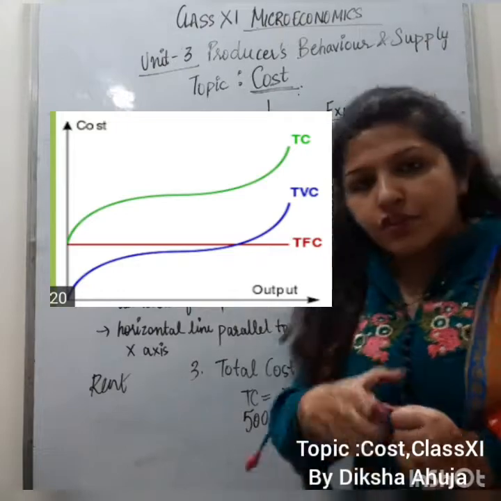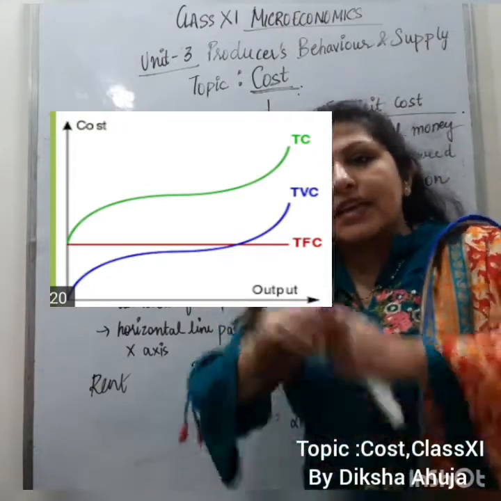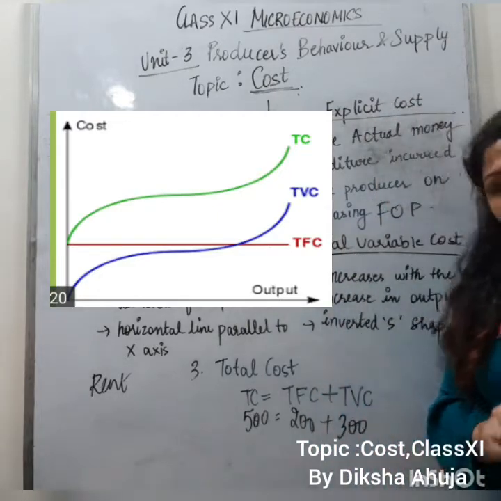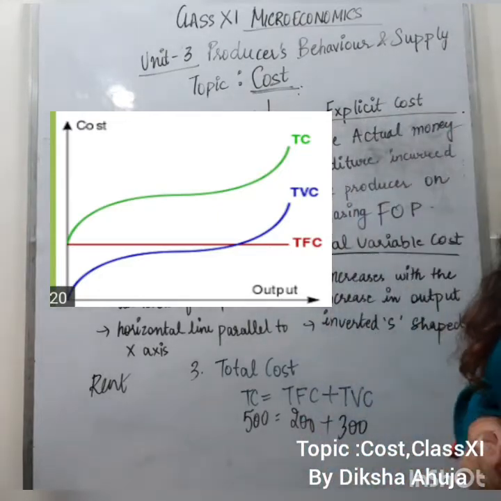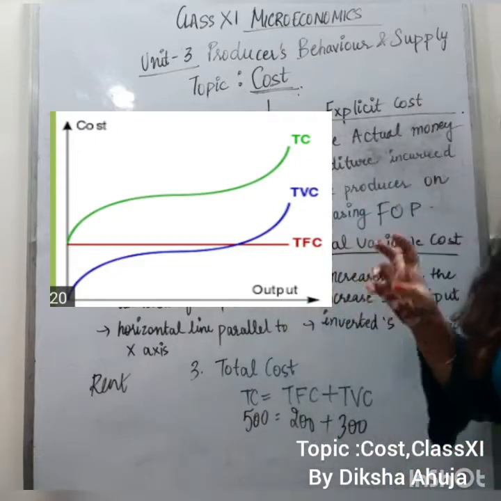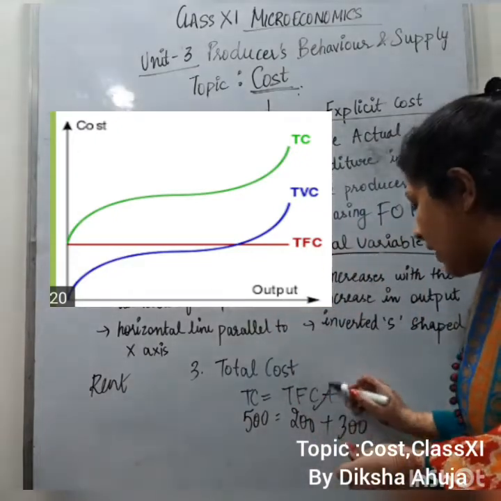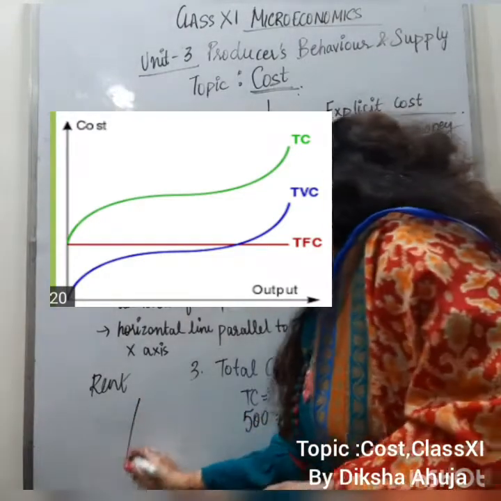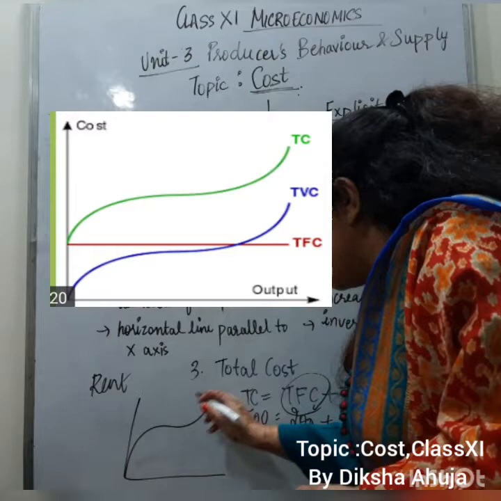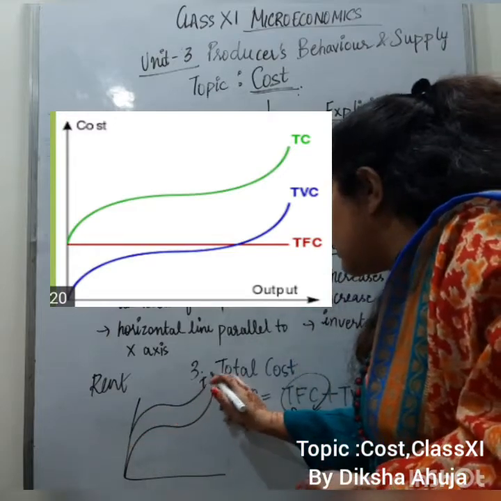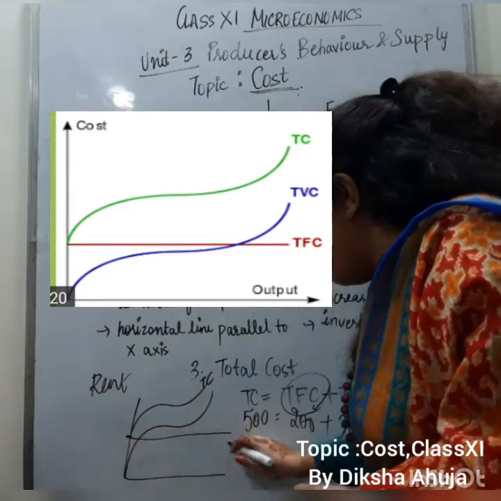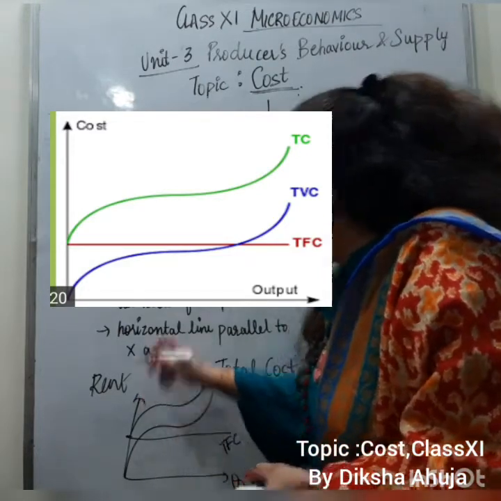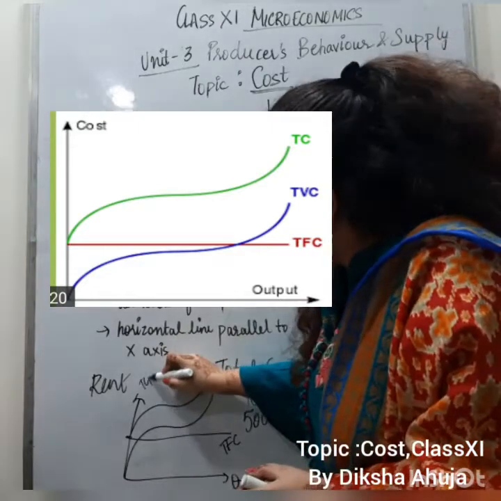You can see the relationship between TC, TFC and TVC in this diagram. Just have a look that TFC is a horizontal line, TVC is inverted S shape, and when you add fixed cost to TVC, you will get TC, which is also inverted S shape like this. So TC is inverted S shape starting from a point of TFC. You can see the diagram on the board also, and there also.